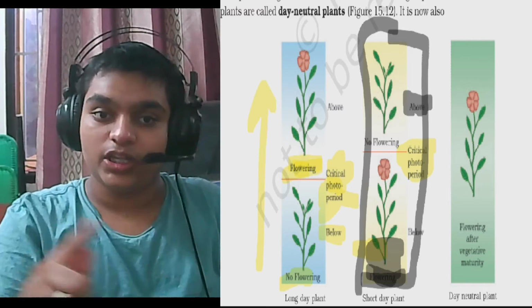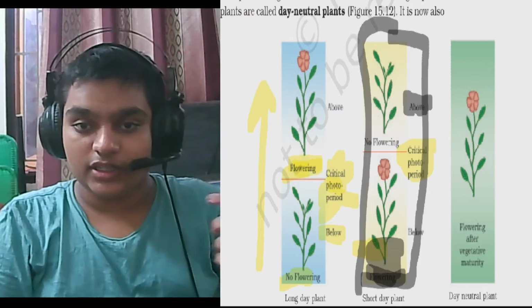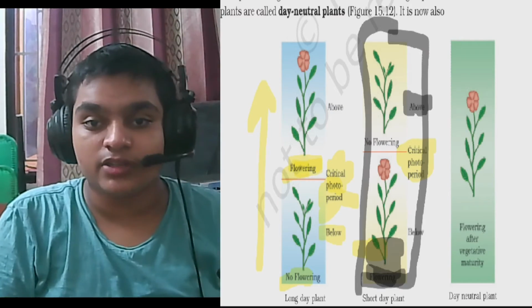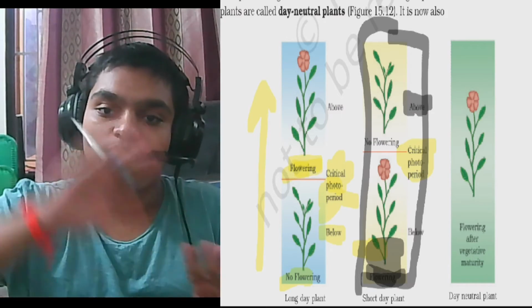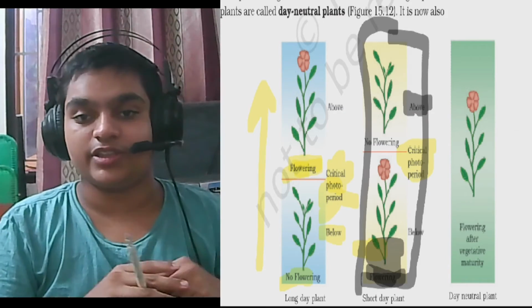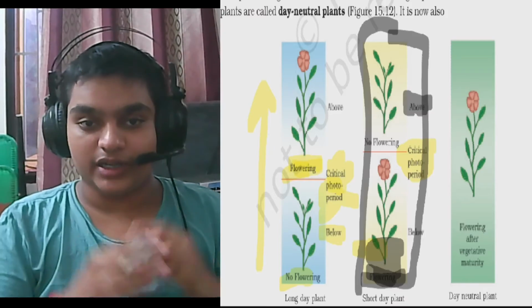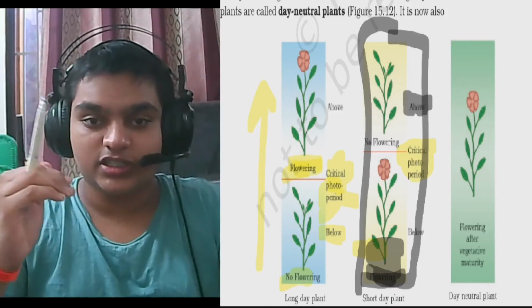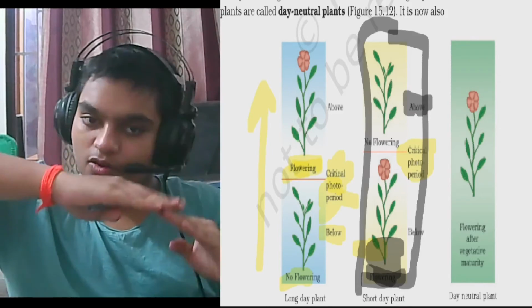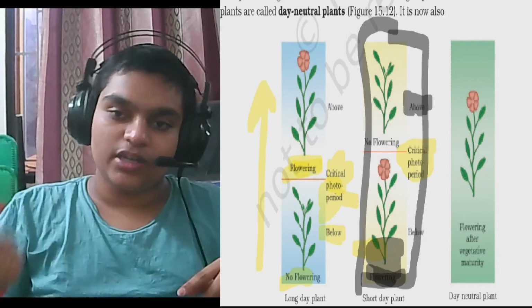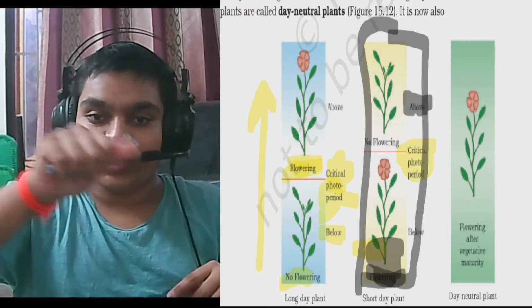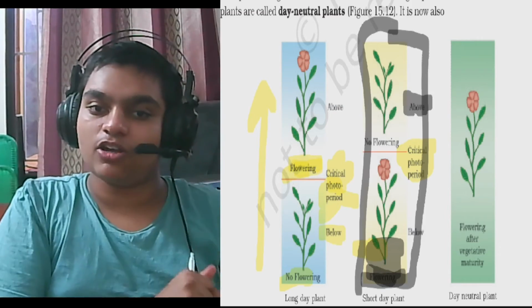You remember only either way. Either you remember when there is no flowering, or remember when there is flowering. Please do not try to focus on both, then we lose everything. Try to concentrate on only one thing. When there is no flowering: if they are more exposed to light, there is no flowering in short day plants. If they are less exposed to light, there is no flowering in long day plants.